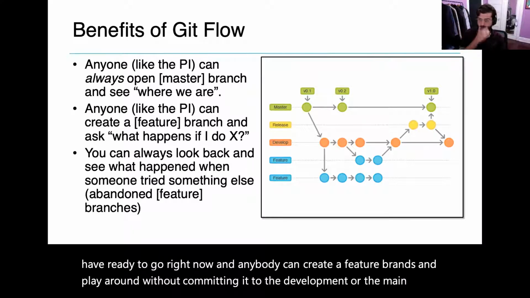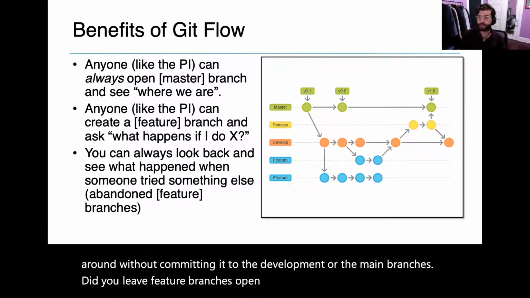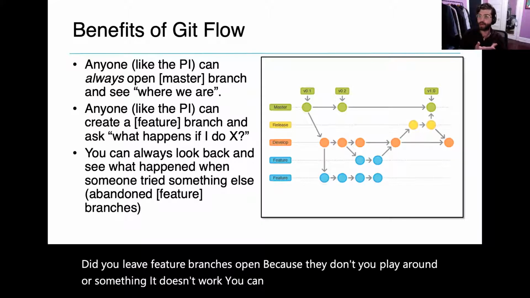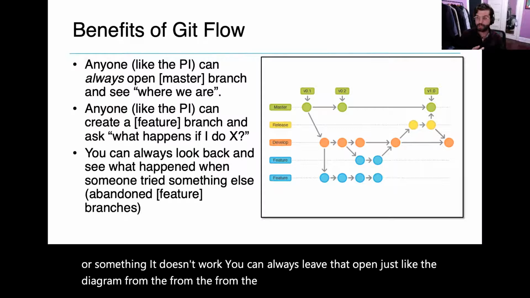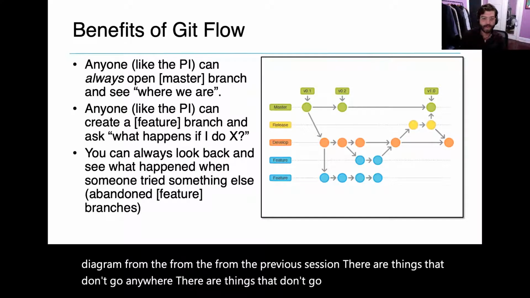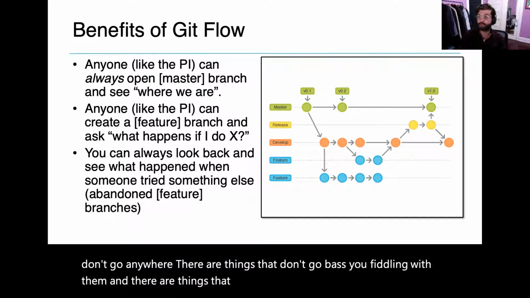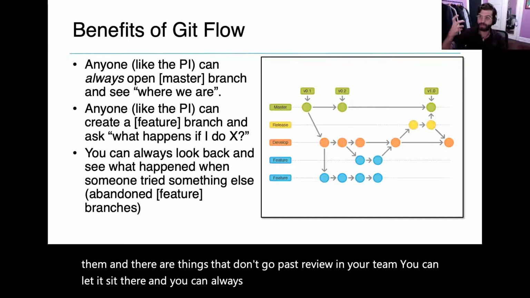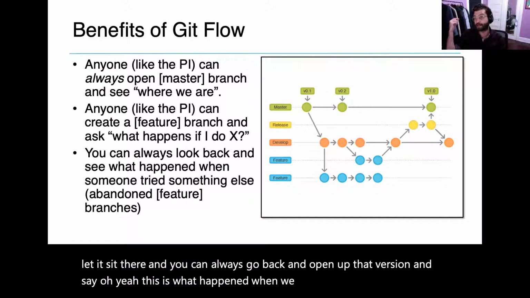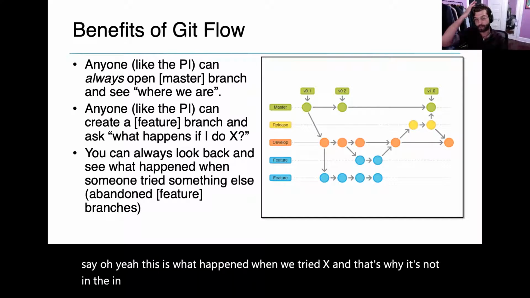If you leave feature branches open because you play around with something that doesn't work, you can always leave that open. Just like the diagram from the previous session, there are things that don't go anywhere. There are things that don't go past you fiddling with them, and there are things that don't go past review in your team. You can let it sit there and you can always go back and open up that version and say, oh yeah, this is what happened when we tried X, and that's why it's not in the paper or the brief, right? So that's also available as well.